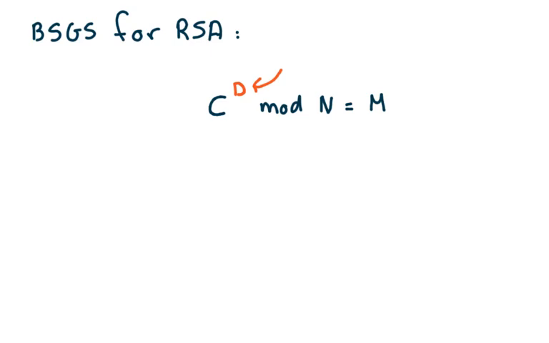So let's first say that Eve is working with some ciphertext value C, 53, raised to some decryption key D, mod 143. And let's say that she knows that that equals 14. How does she compute D using BSGS?